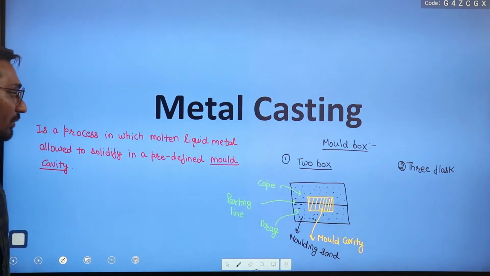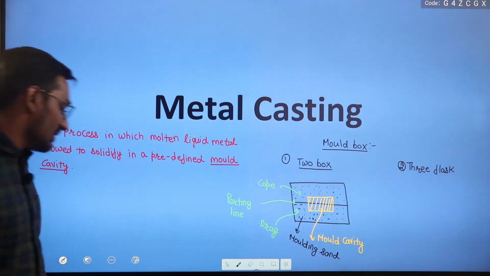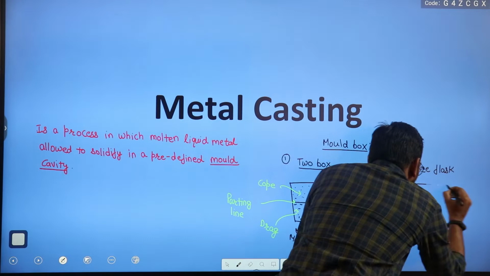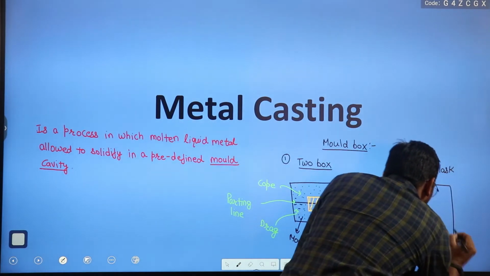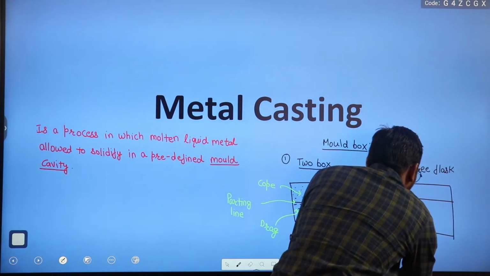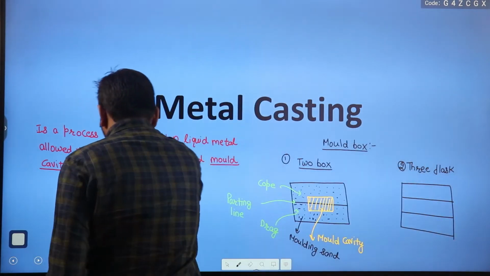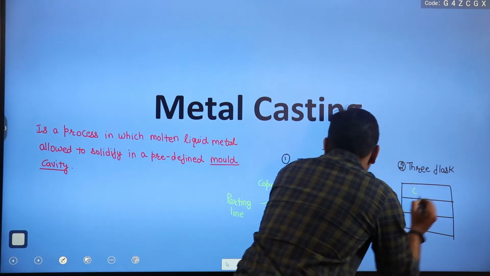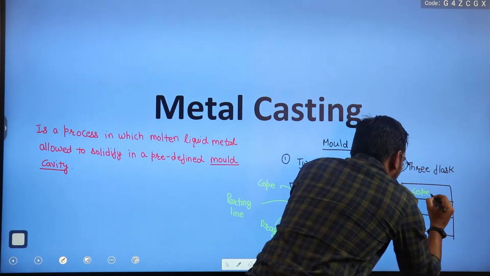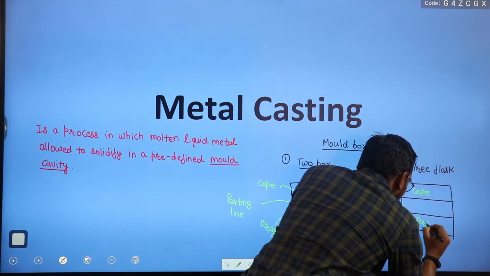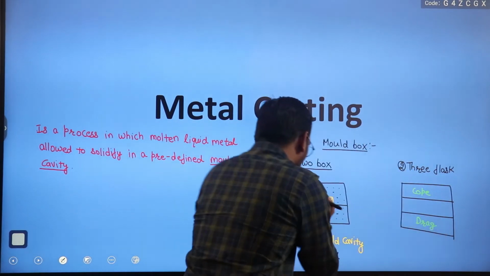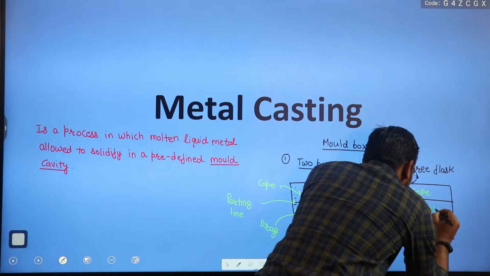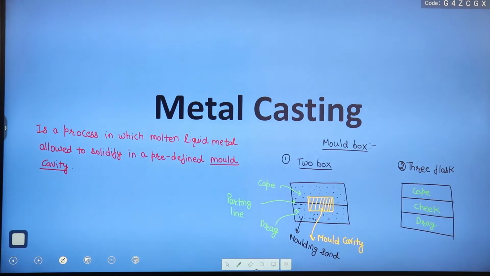So this is the example of your two box system. In the three flask system, we have three boxes, something like this, right? In between we have some mold cavity. This upper box is known as the cope. This lower box is known as the drag, similar to the two box system, and this middle one is known as the cheek.